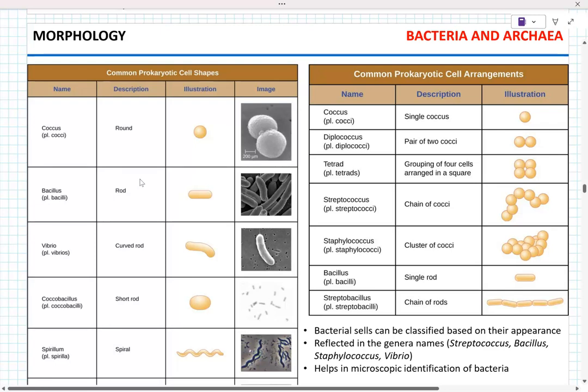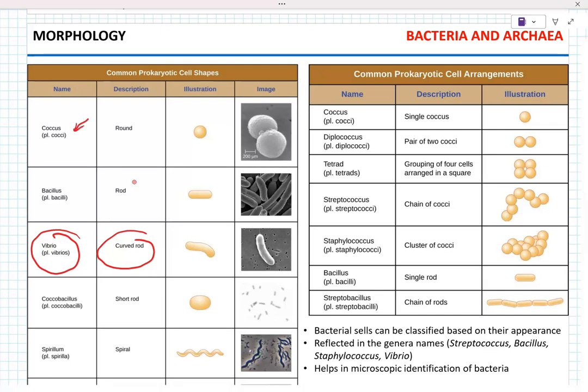So now we're going to get into the grind of it. Morphology. I'm not going to read this table to you, okay? I can tell you what kind of question you can expect. What is the term for a curved rod? Vibrio. You will effectively have to match the term and the description. Does that make sense to everybody?